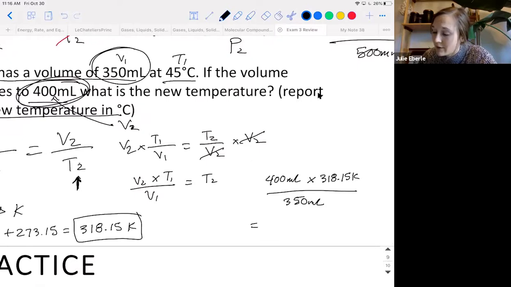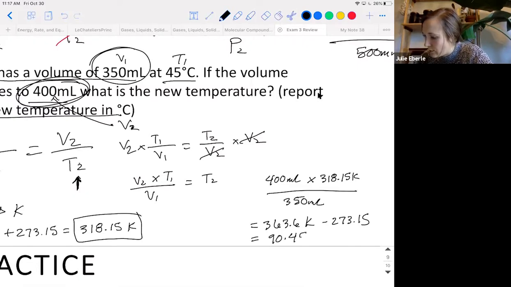We have a temperature in Kelvin after that. We still have to convert it to Celsius. I got 363.6, and that's Kelvin. Now we just subtract off 273.15. And I got what Jenna got, 90.45 degrees Celsius. That is our new temperature.